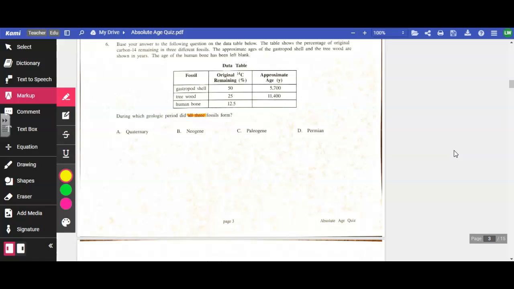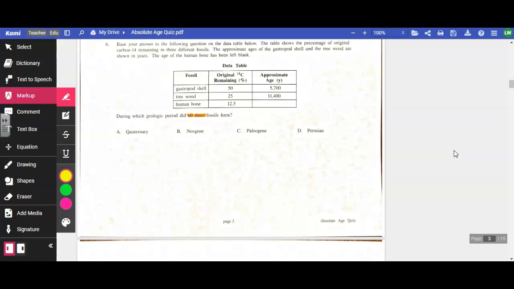Okay, number 6. It says, base your answer to the following question on the data table below. The table shows the percentage of original carbon-14 remaining in 3 different fossils. The approximate ages of the gastropod shell and the tree wood are shown in years. The age of the human bone has been left blank. During what geologic period did all three fossils form?